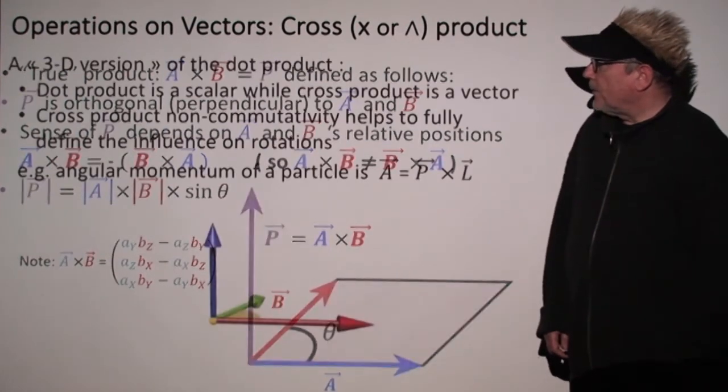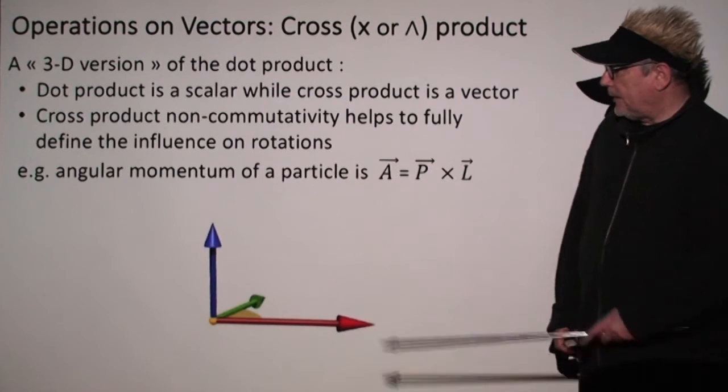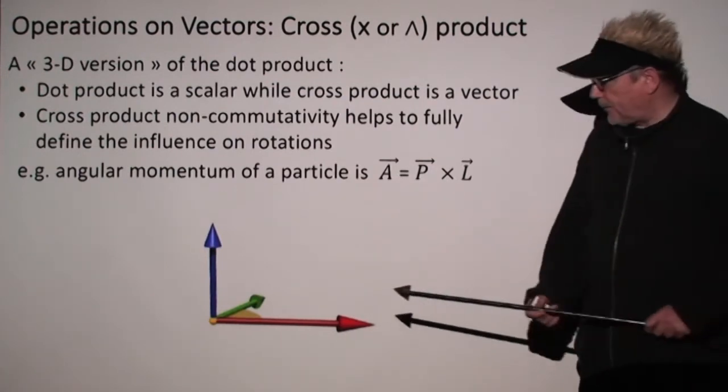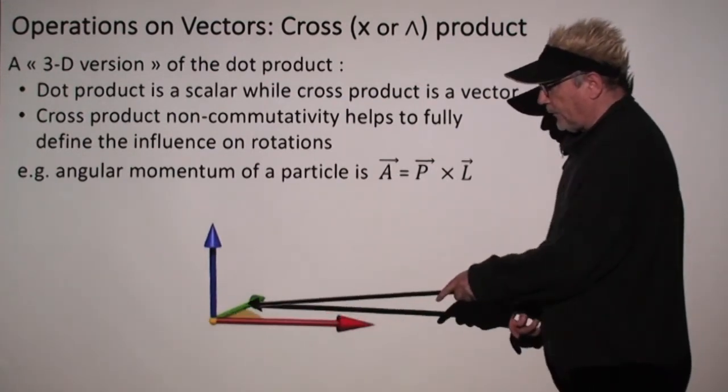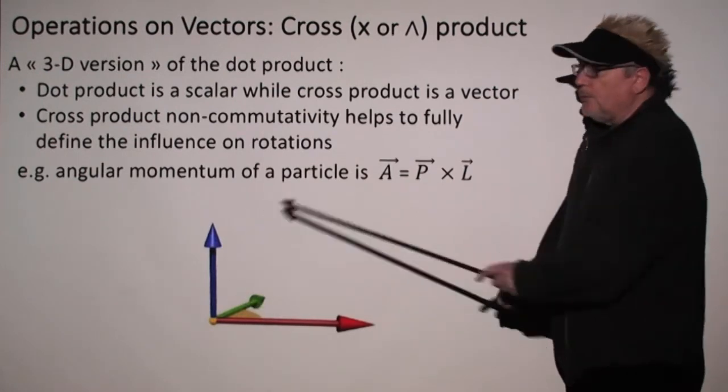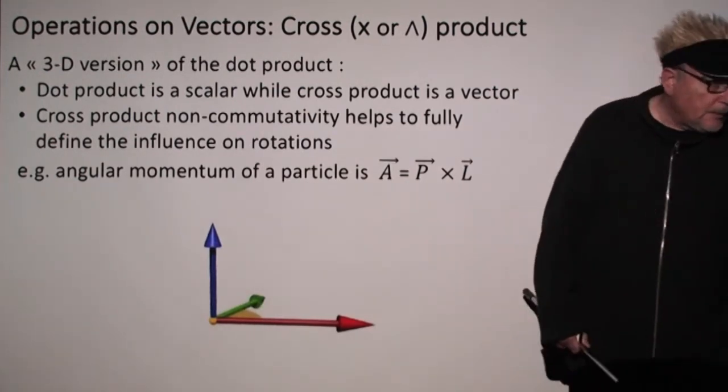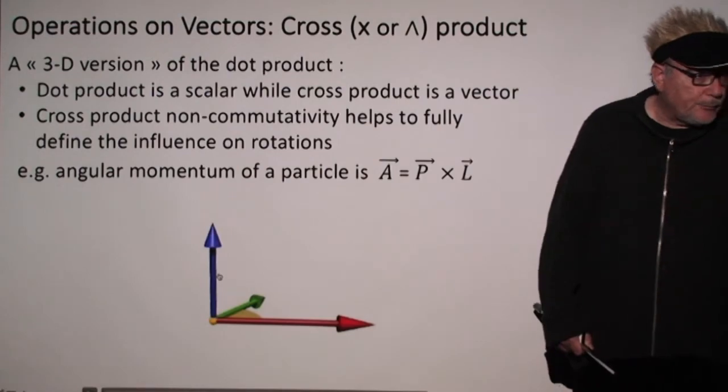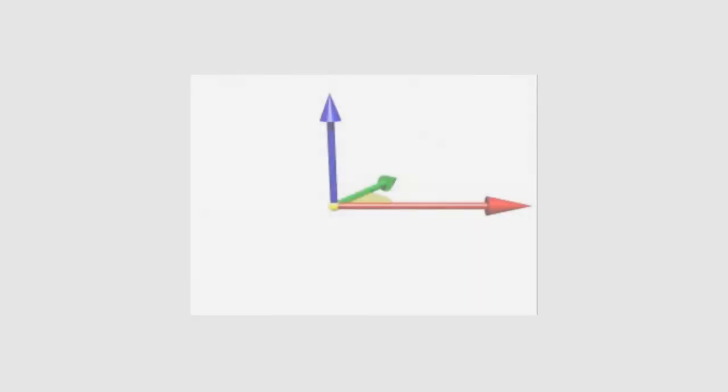Okay, so now that we have this, let's have a look at what happens. Here we have two vectors, a green one and a red one, and the blue one is actually the cross product of the two. So let's take a closer look at what's going on here.